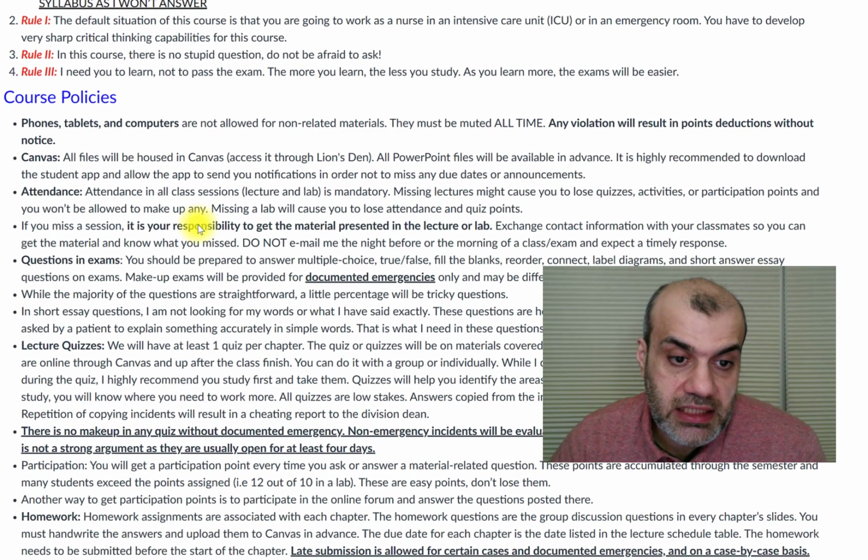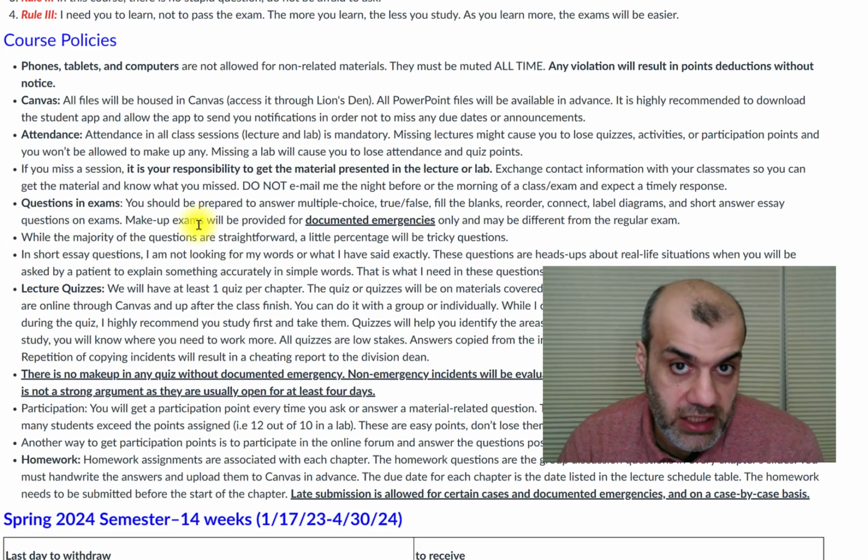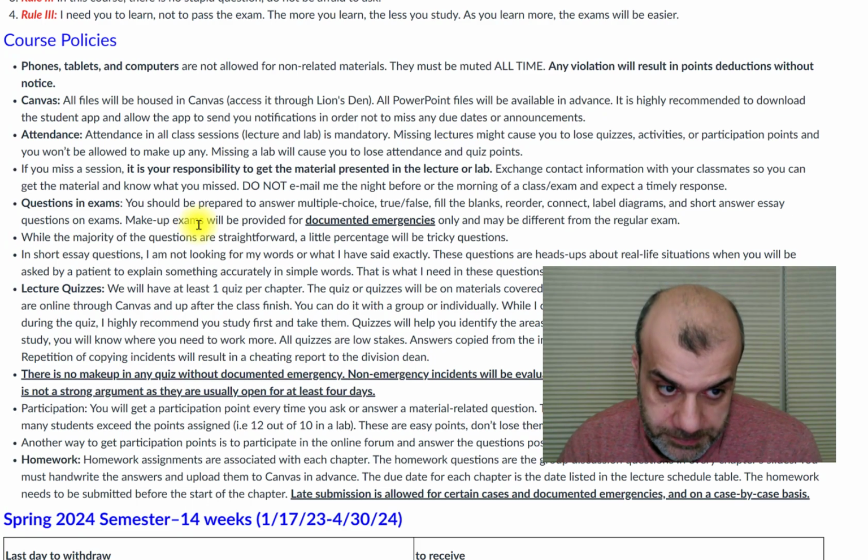You are not allowed to retake any exams unless there is a documented emergency. If you have any accommodation, please submit it to Canvas so I can accommodate you with the exam time.